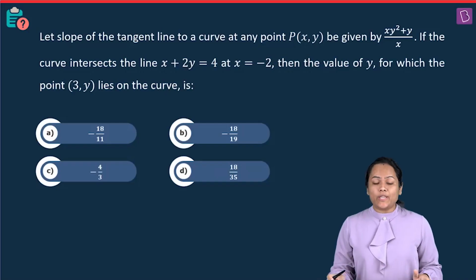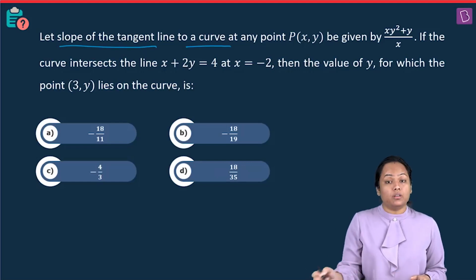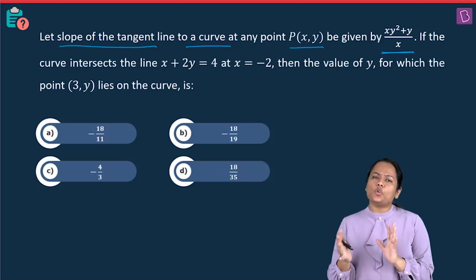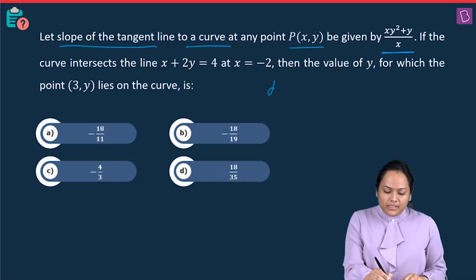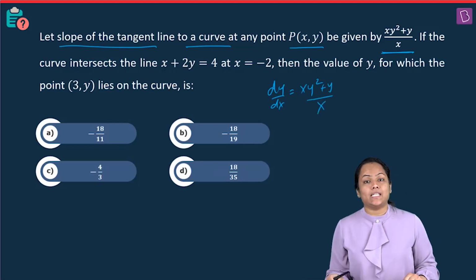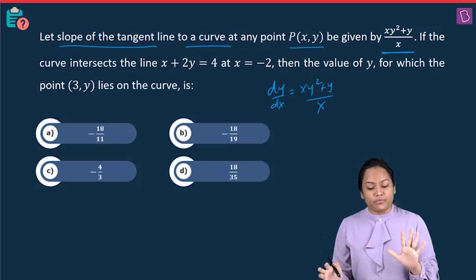Well, the next question says, let the slope of the tangent line to a curve at any point P be given by xy square plus y by x. Now, what is the slope of the tangent? Well, that is dy by dx, right? So that means they have mentioned that dy by dx is equal to xy square plus y divided by x. This is one piece of information. That means the question is from differential equations.